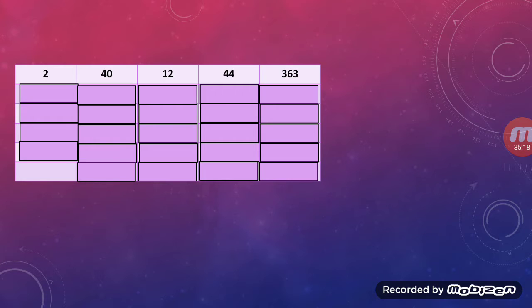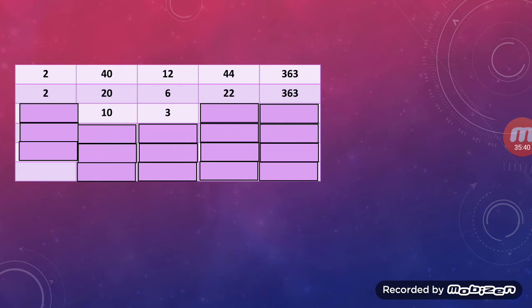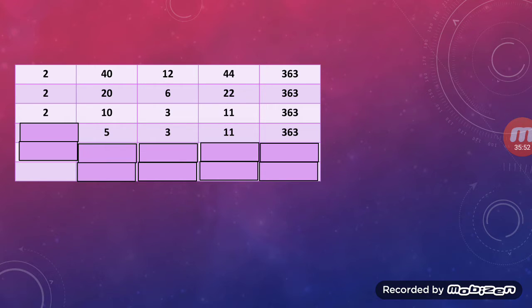So 40 divided by 2 is going to be 20. 12 divided by 2 will be 6. 44 divided by 2 is 22. And then 363 divided by 2, well, that doesn't divide. So as I said before, it's going to be brought down. And repeating this pattern, we're going to continue on using 2 until it is no longer usable. So then we have 10, 3, 11, and 363 remains the same for now. We'll use 2 again, which breaks down to 5, 3, 11, 363.